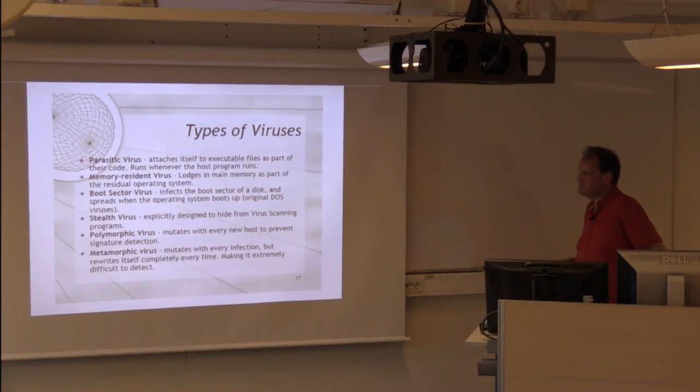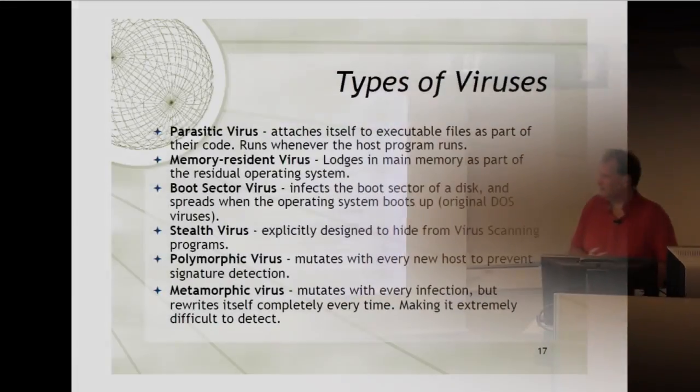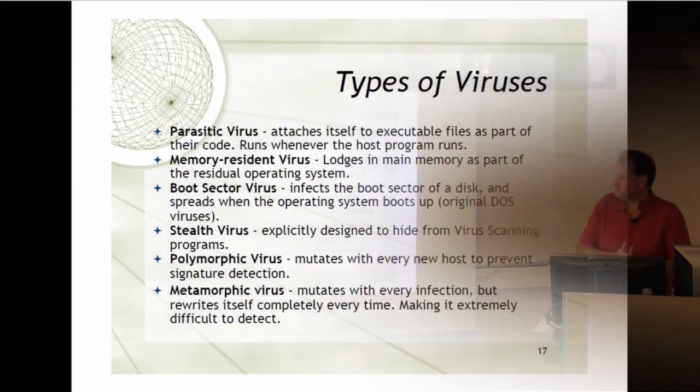If you look at different types, we'll come back to this a little bit when we look at how to spread. There are many different types of viruses. We have parasitic, as you see, that attach to files. So that's the host, typically another program. Then we have the memory resident, which hides in memory.